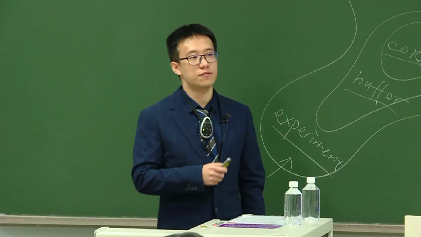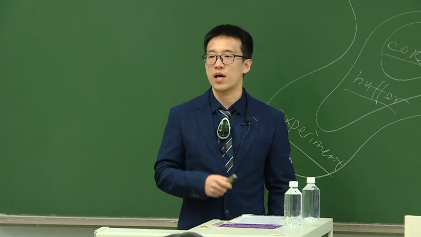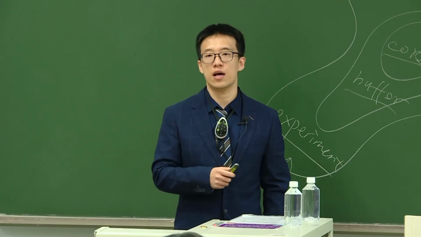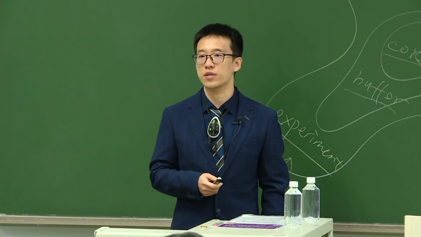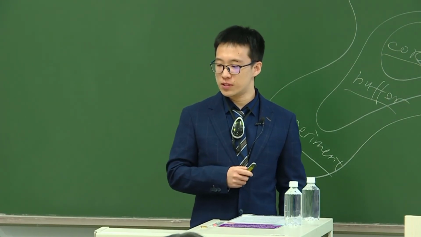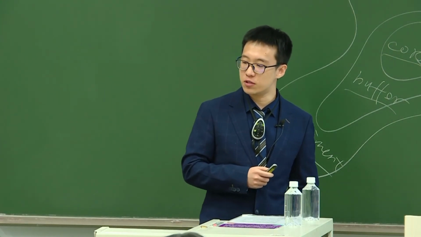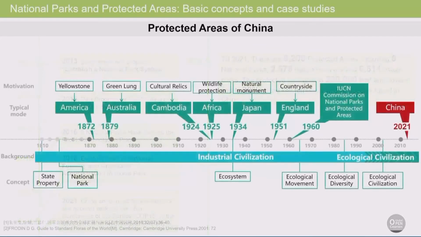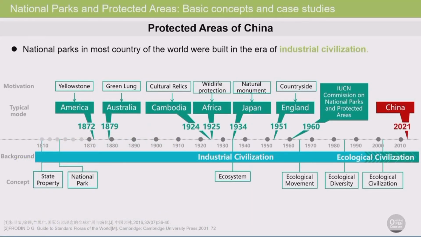So although we say that the first national park was established in the United States, actually each country has its own history of nature conservation. And this timeline will be explained in the next lecture by Professor Zhao Zhicong, on how China is building a national park system and protected area system. You can see China's national park system is built in the era of ecological civilization, and it's different from most of the other countries, whose national parks were established in the industrial civilization.